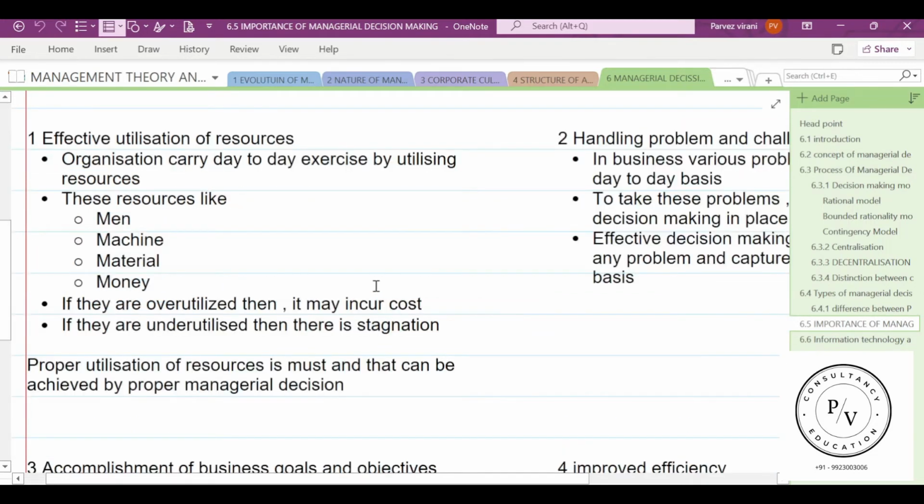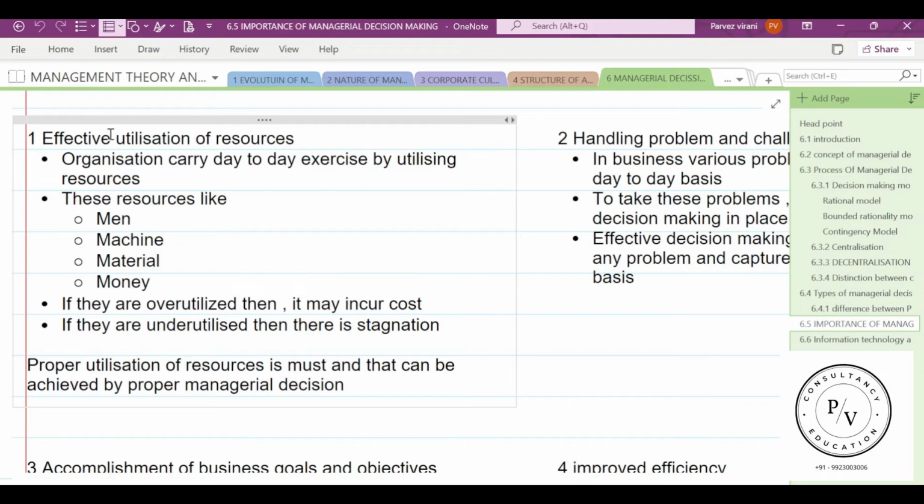Effective utilization of resources. Organizations carry out day-to-day exercise by utilizing resources. These resources are like man, machine, material, money. If they are over-utilized, then it may incur cost. If they are underutilized, then they may incur stagnation. Proper utilization of resources is a must, which can be achieved by proper managerial decision. So this is the first point, effective utilization of resources.